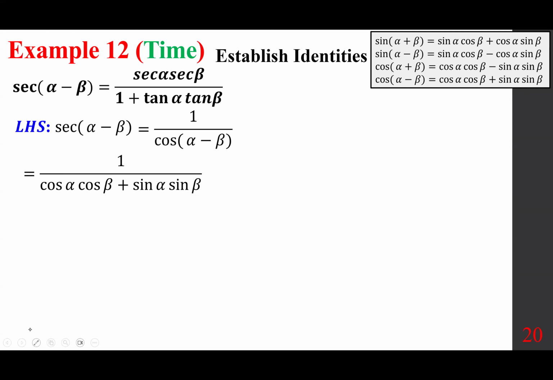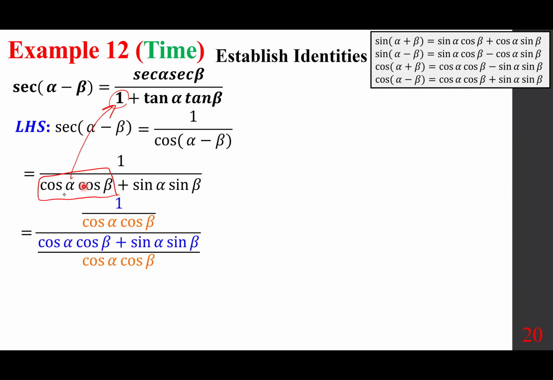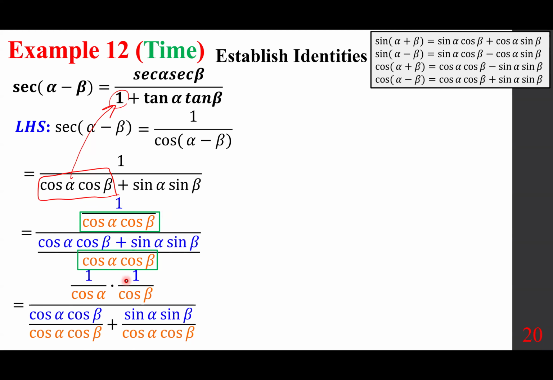Perhaps this will help. You want this to become 1, you want to change this to 1. That would do the trick. How do you change this to 1? Divide by itself. So you're going to divide everything by cosine alpha, cosine beta, and separate them. So this is 1 over cosine alpha, 1 over cosine beta, and then cosine alpha, cosine beta over this, sine alpha, sine beta over this. So cut them into pieces.